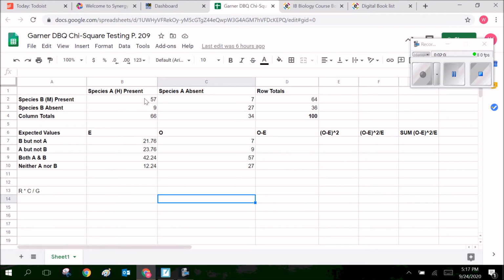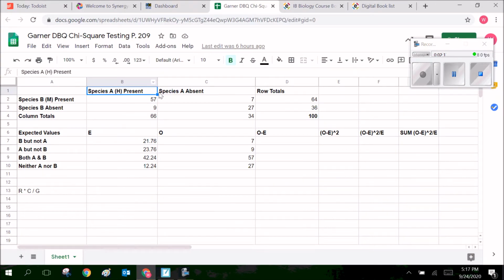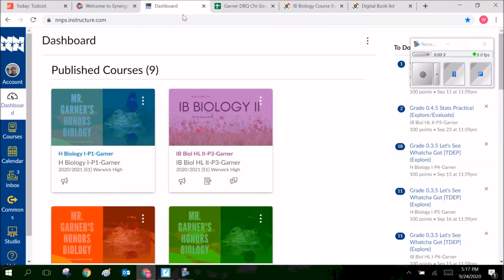Okay, and now let me describe what each one of these pieces means. Species A, we're going to call the heather, because that's what we're looking at, heather and moss. So A would be heather, and B will be moss. We set it up in the following way, and we put in the numbers that they gave us, all right? Once we set up these bolded terms, we're then going to figure out where these numbers go. And these are our scenarios.